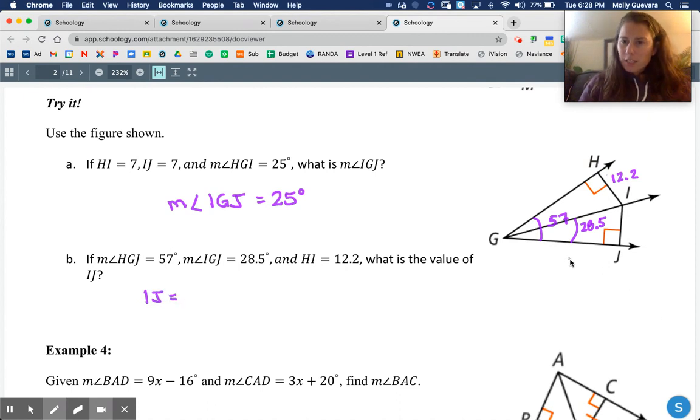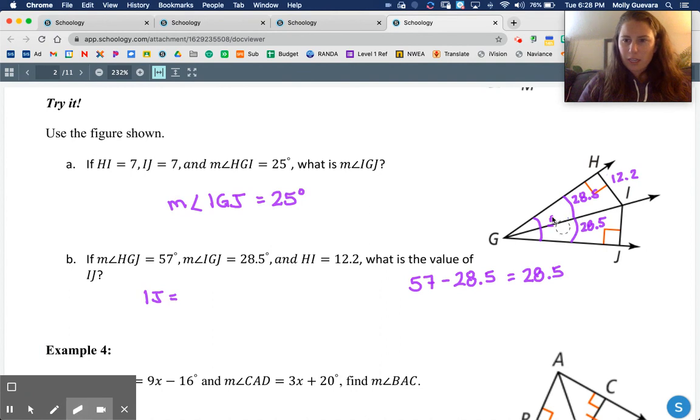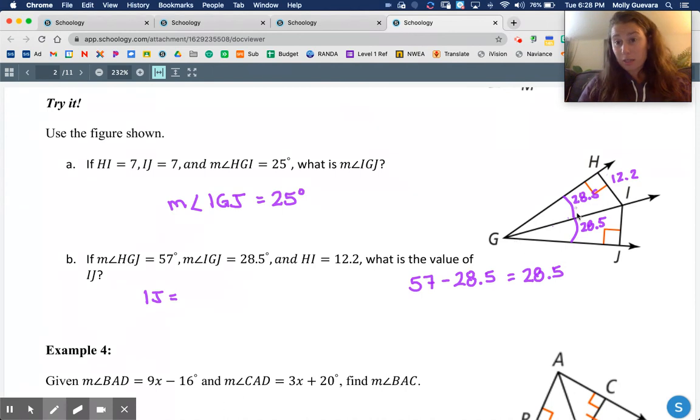Okay, so let's look. In order for IG to be the perpendicular bisector, these two angles have to be the same. Well, if this one's 28.5, I can do 57 minus 28.5, which actually gives me 28.5. So that means that this angle right here is also 28.5. So now I feel confident in saying that IG is the perpendicular bisector because these two angles are the same. So then if HI is 12.2, that means that IJ is also 12.2 units.